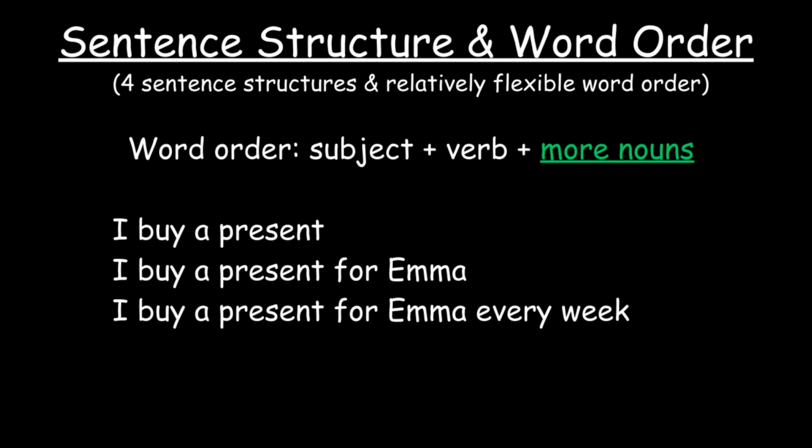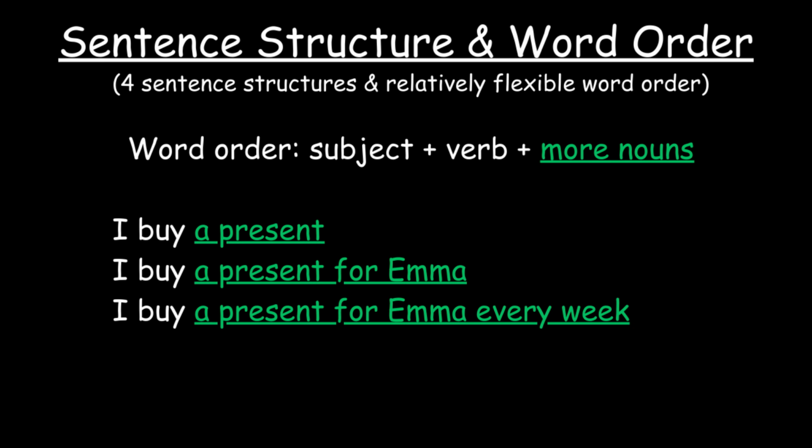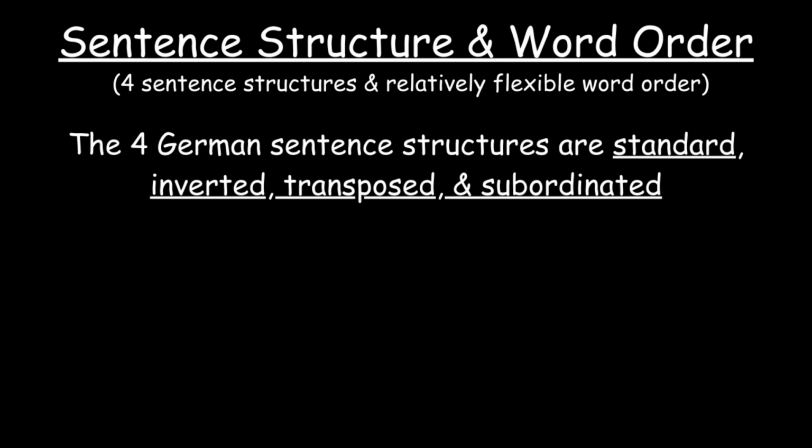Some examples are, I buy a present. I buy a present for Emma. I buy a present for Emma every week. Here, the big takeaway is the nouns and their placements. So in German, we need to understand the 4 types of sentence structures. The 4 German sentence structures are standard, inverted, transposed, and subordinated.